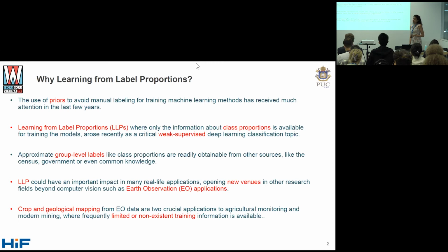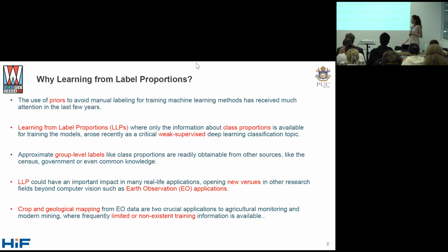The use of priors to avoid manual labeling has arisen recently as a powerful tool to alleviate the burden of manually annotating data, which costs a lot of money and needs expert knowledge, mainly for Earth observation data, when the experts need to have a large amount of study about certain applications like agriculture, forestry, and so on.